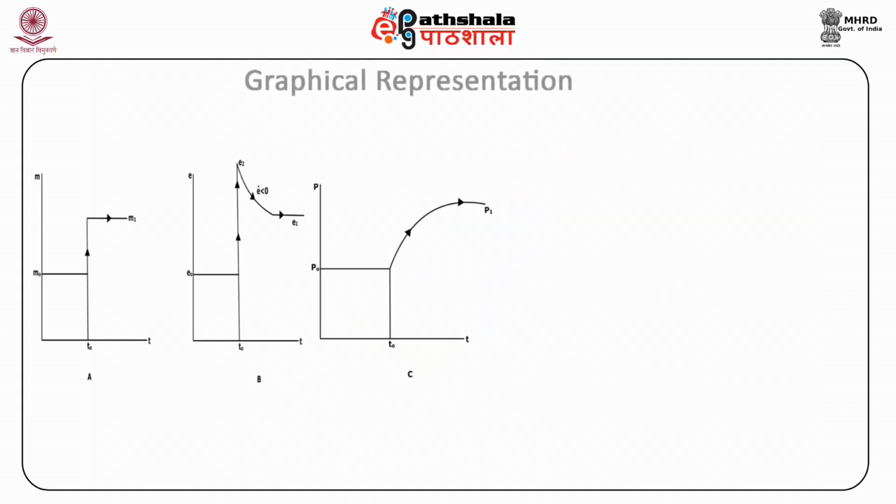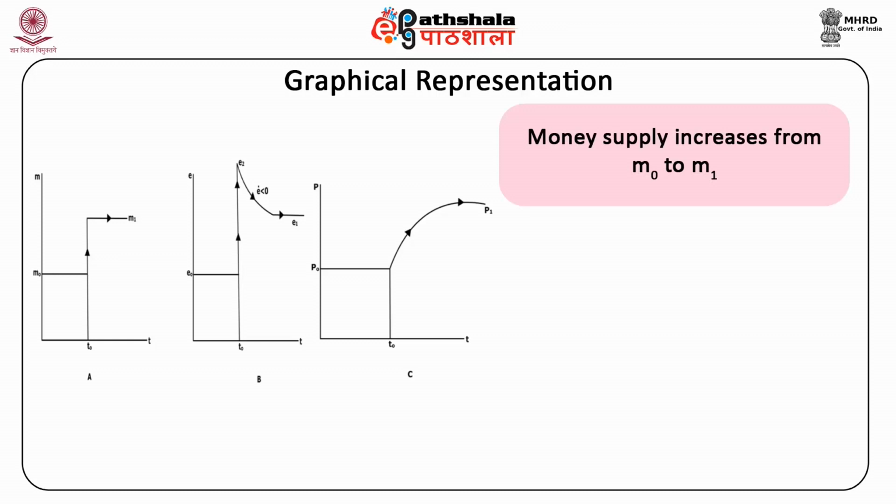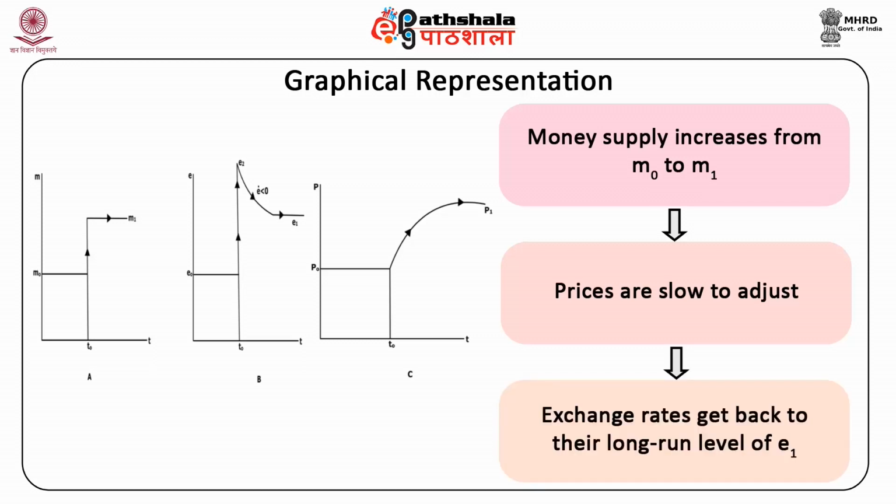To visualize the time path of different variables, we have the figures shown. At time t0, money supply increases from m0 to m1. In the long run, there is an equal increase in the exchange rates and the price level. However, in the short run, at time t0, exchange rates jump to E2. Since prices are slow to adjust, they increase at a slower pace to their long-run value of P1. As a result, exchange rates get back to their long-run level of E1 when prices also get fully adjusted.